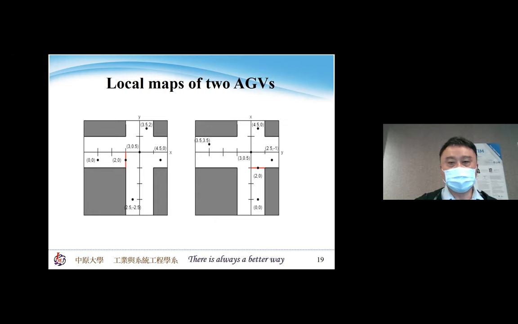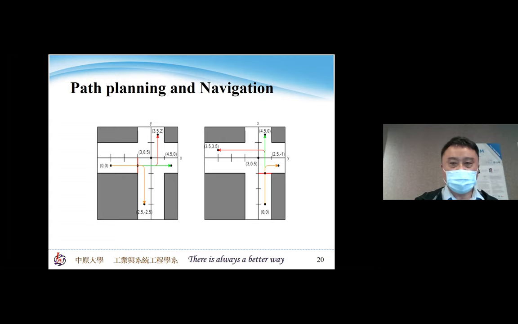two different maps for the two AGVs, so they need to communicate with each other through the global map, then they know where the other is, okay? So we have path planning and navigation. For each one, we can go straight and turn right and turn left.